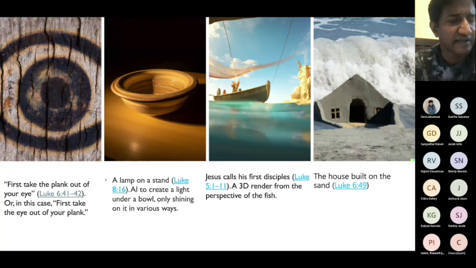If you look at this image, the first one is from Luke, where it says, first take the plank out of your eye. This is created using AI as well. It is a very different perspective in which the prompt is given, where they are putting a burnt eye on a plank, right? And the next one is Luke 8:16.